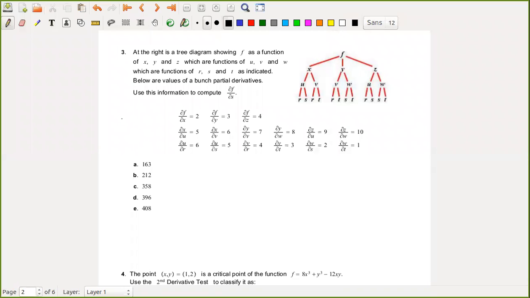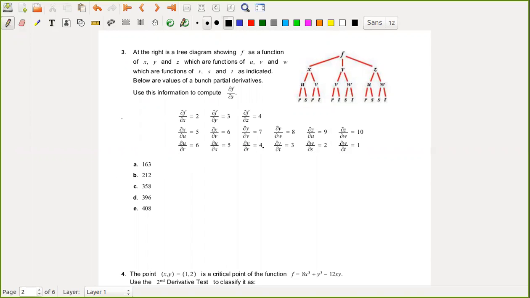Okay, so this is the problem that we want to do now. We want to find the partial derivative of f with respect to s. And as you can imagine, this is going to be pretty messy because we have many different ways to get down to s from f. Remember the idea is we just want to take all of the paths from f down to s, and just multiply the partial derivatives along the way.